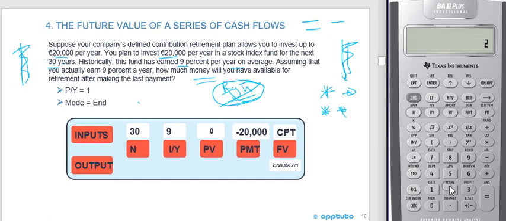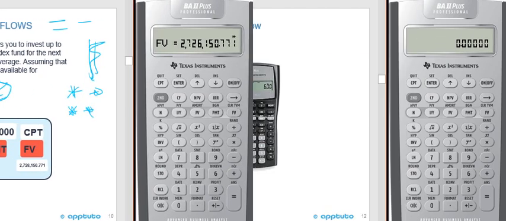And as I said, it's going to be 20,000. That's out of my pocket that I'm investing in the fund, so I make that negative, and that's my payment. And I'm simply going to compute then the future value. And I'm going to have 2,726,150 euros. So that's pretty nice. Almost 3 million. That's the power of compounding at 9% for 30 years.